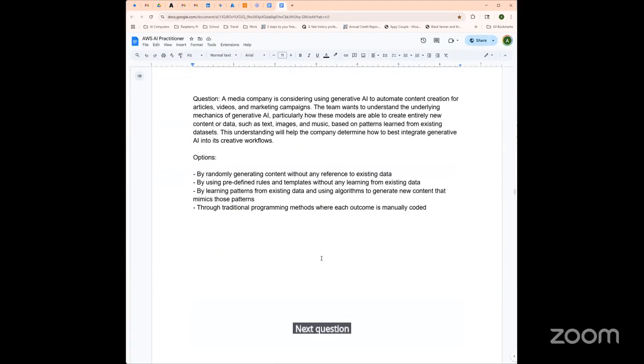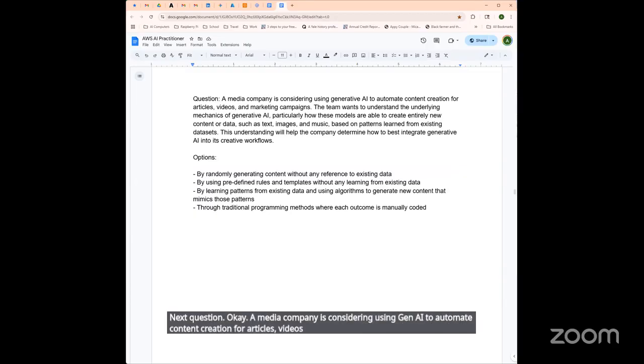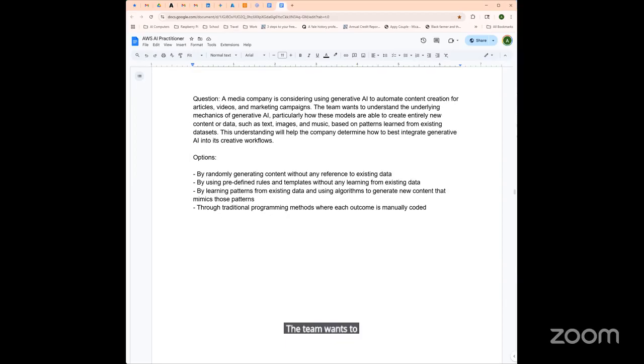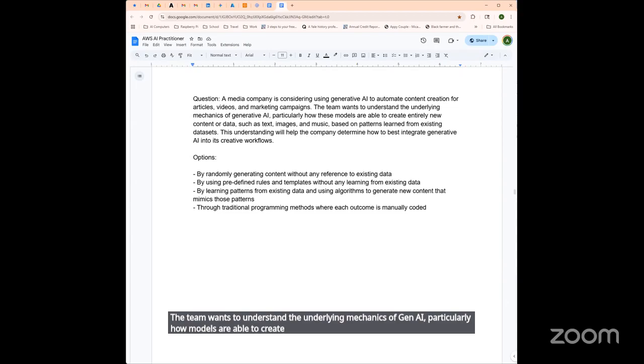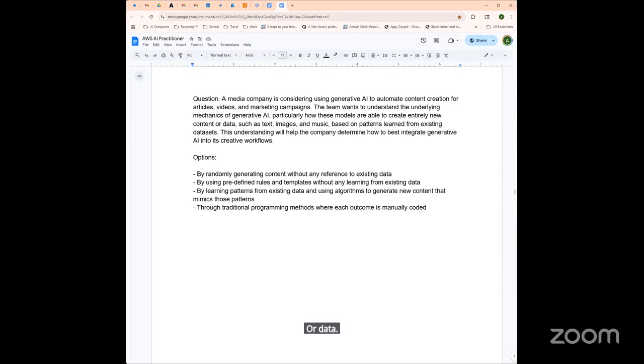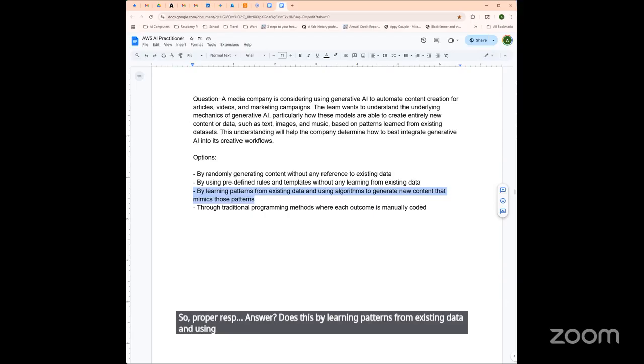Next question. A media company is considering using Gen AI to automate content creation for articles, videos, and marketing campaigns. The team wants to understand the underlying mechanics of Gen AI, particularly how models are able to create entirely new content or data such as text, images, and music based on patterns learned from existing data sets. This understanding will help the company determine how to integrate Gen AI into its creative workflows. So, the proper answer does this by learning patterns from existing data and using algorithms to generate new content that mimics those patterns. Why is this correct?